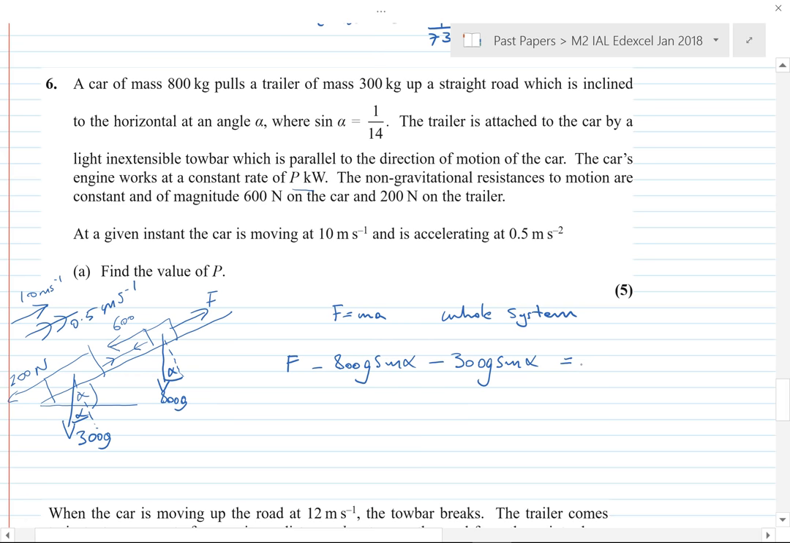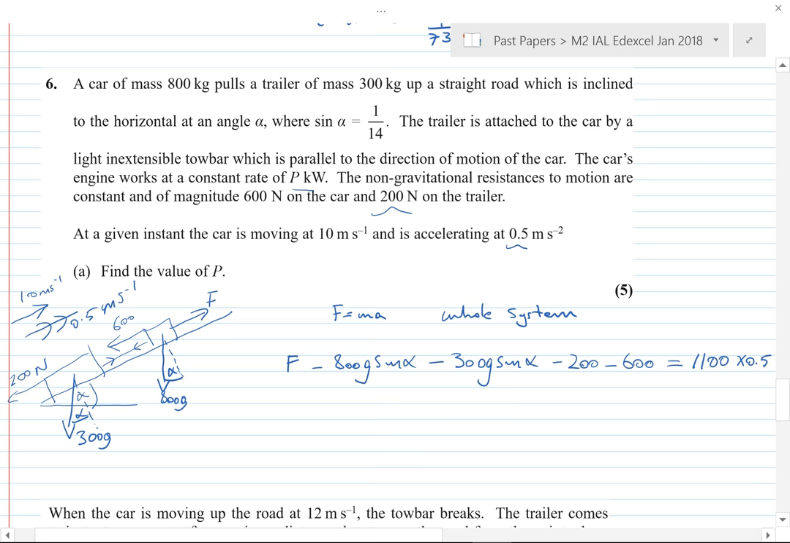Equals, and then we've got the two resistances. We've got to take off the two resistances, of course. That's minus 200 minus 600, is equal to, sorry, was it 200? Oh yeah, 200, is equal to the total mass, which is 1,100, times the acceleration, which is given as 0.5.